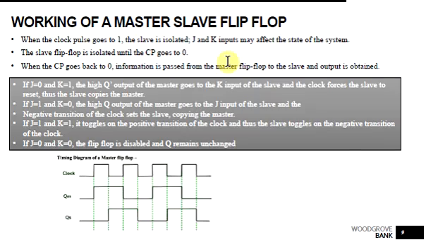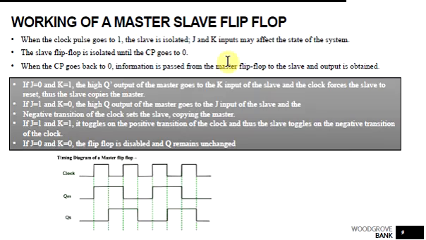So that is isolated. Similarly, when the clock goes to 0, the information is passed from the master. Whatever information is the output of the master will be passed to the slave, and the output is obtained accordingly. Now we'll consider different conditions for the truth table.